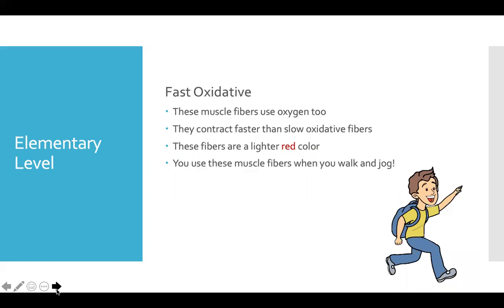Fast oxidative muscle fibers use oxygen as well to make energy. They contract faster than slow oxidative fibers, and they are a lighter color of red. You use these muscle fibers when you are walking or jogging.